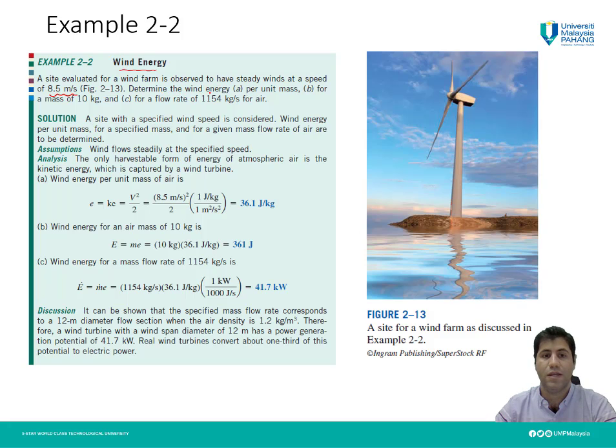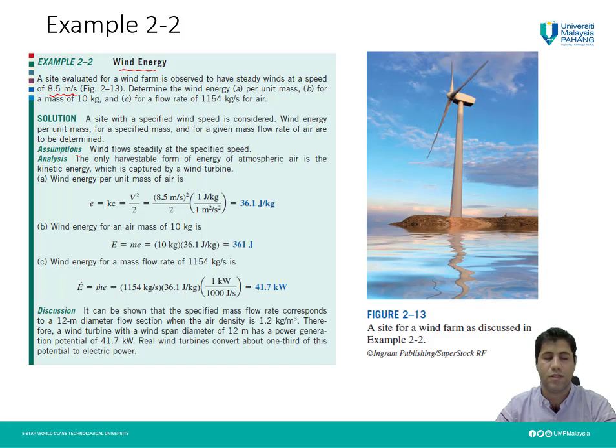Then we should determine the wind energy for A, per unit mass, B, for a mass of 10 kilograms, and C, for a flow rate of 1,154 kilograms per second for air. So we should determine the wind energy for three different conditions. What we have here, as I mentioned, is a wind turbine. We know the wind speed, and also we have the mass flow rate of the wind.